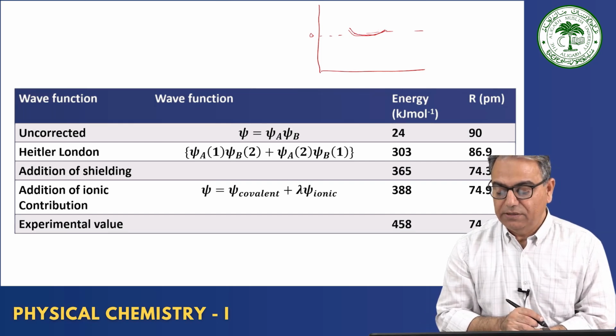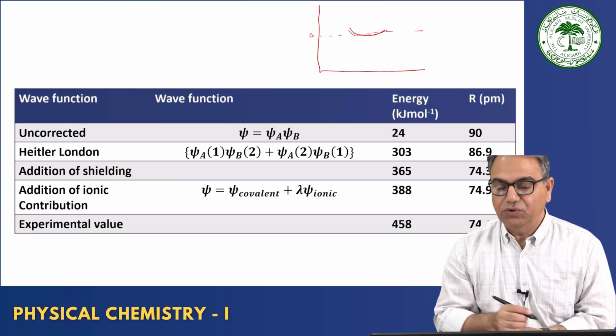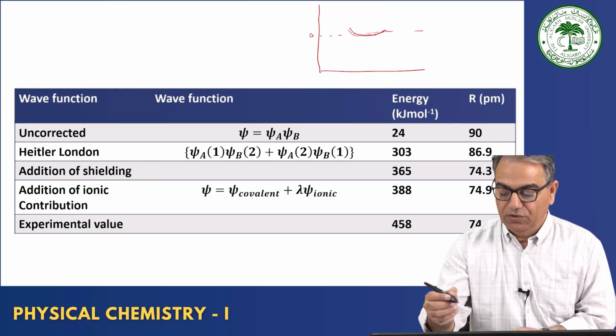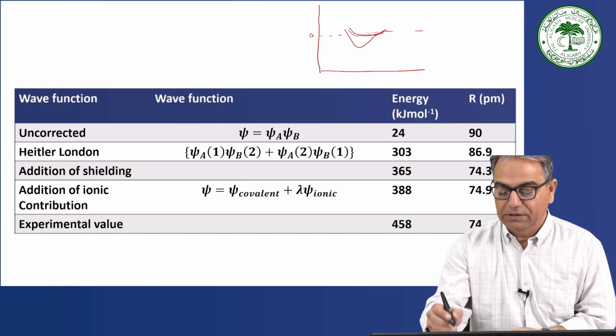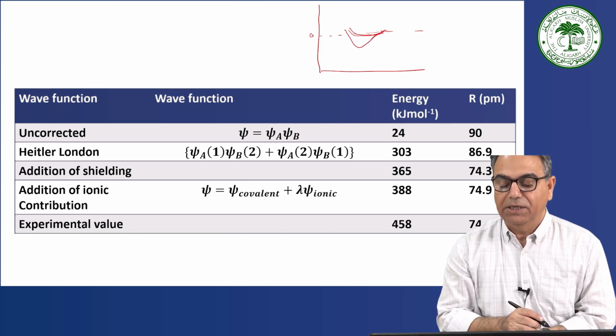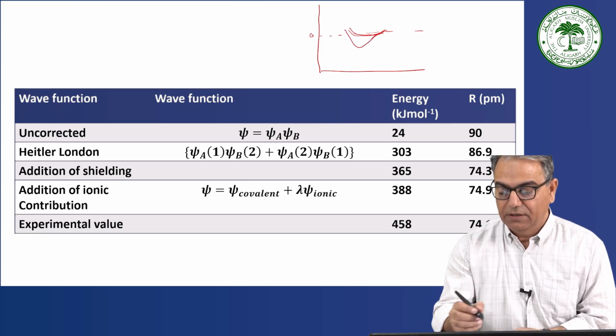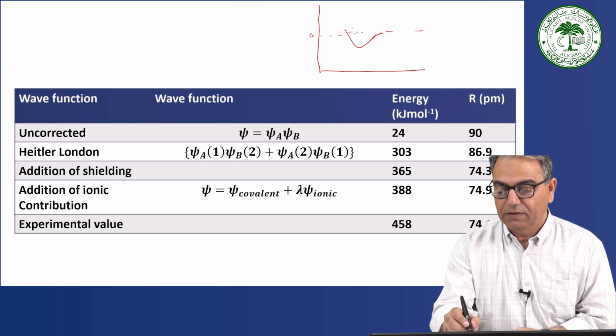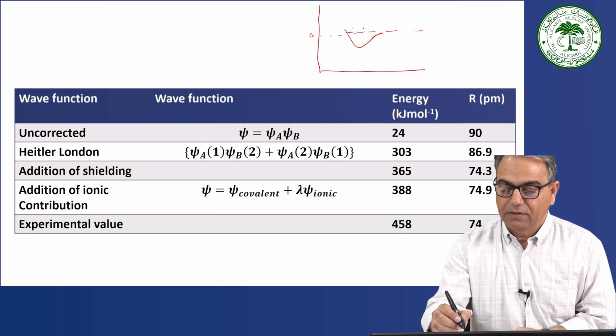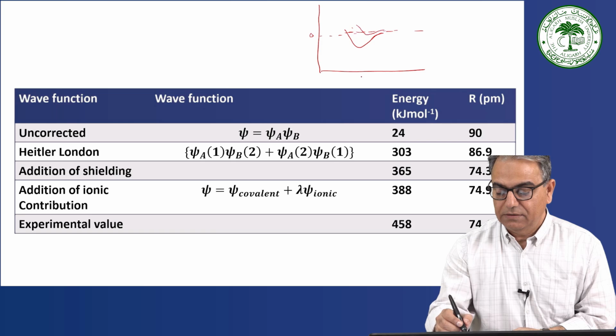Then if you talk about Heitler-London wave functions, then the energy which you get is 303 kilojoules. It's a little deeper, 303. The minima is at 303. It's a very poor drawing, but anyway, this is your R.